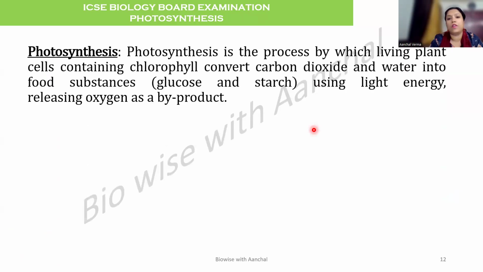Now, the definition of photosynthesis, this is very important. Please write down. You have already written that, it was to combine all the reactants and products. Photosynthesis is a process by which living parts of cells containing chlorophyll convert carbon dioxide and water into food substances, that is glucose and starch, using light energy, releasing oxygen as a byproduct.